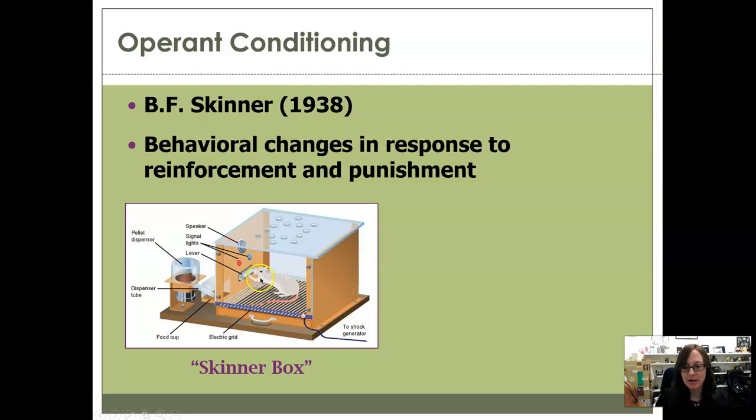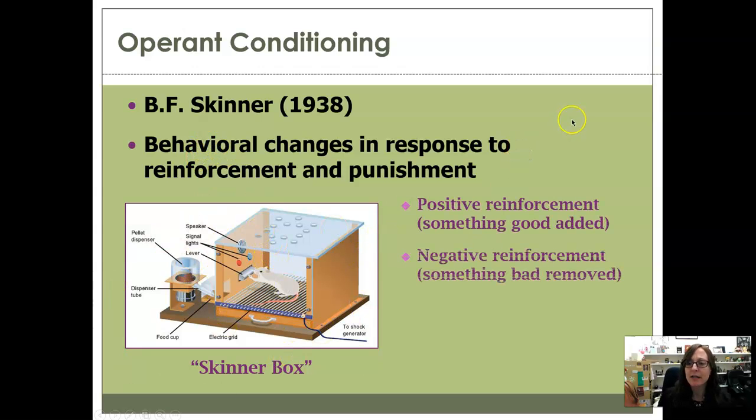Here, food was used as a reinforcement technique, a positive reinforcement. Then there was a shock generator that could be used as punishment, and signal lights and a food lever. It was basically teaching the rat that doing certain things will get you food, doing other things will get you a shock. They learned pretty quickly what to do and what not to do. That's how the Skinner box worked.